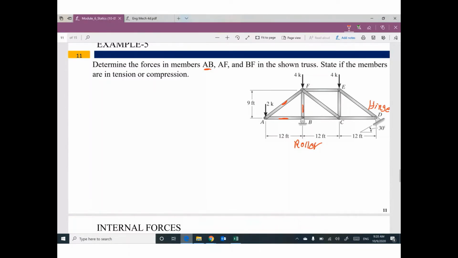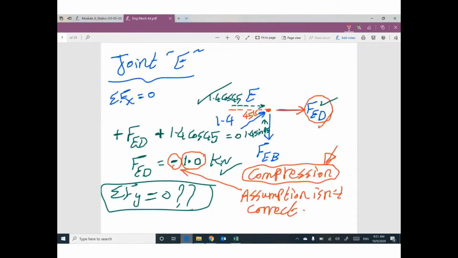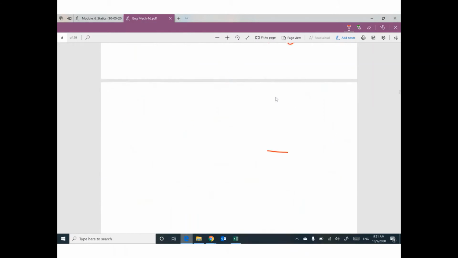Do you remember what the first step was? Reactions. First step is reactions. This one is a roller, so we have only one reaction, YB. This one is a hinge, so we have two reactions, YD and XD. One of you will ask me, hey, this hinge looks like an inclined hinge. I don't care. I don't care about the hinge.